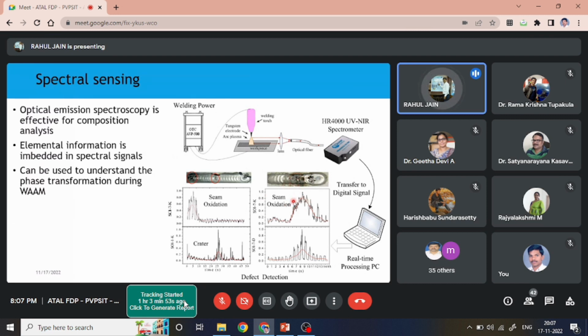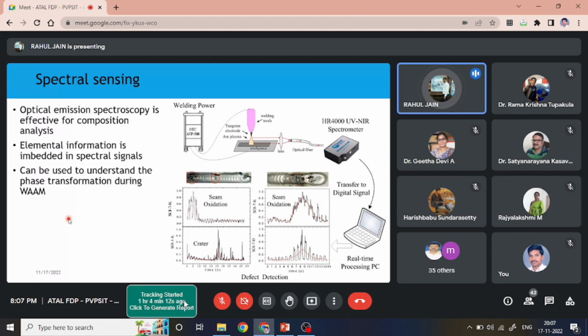And it can also be used in order to get the phase. If there is any specific element which is coming more, that can also be helpful, and eventually we can understand the phase transformation which is happening. More important from the alloying. For example, we talked about this tandem thing.